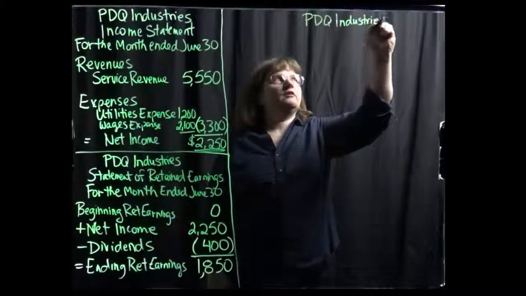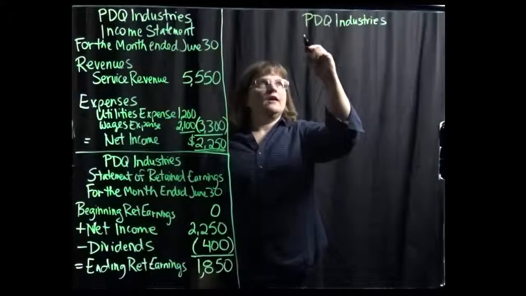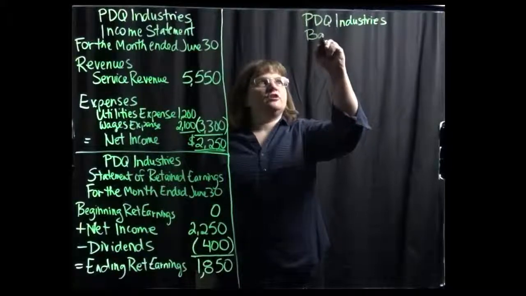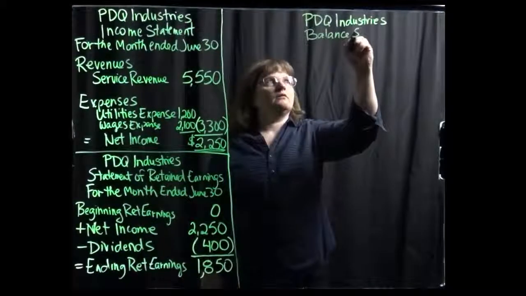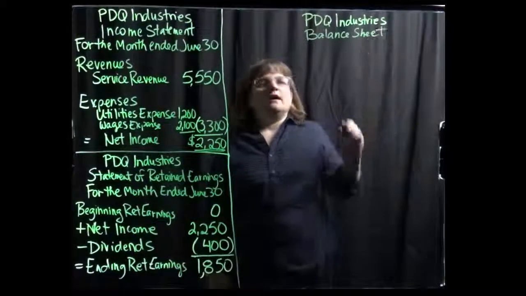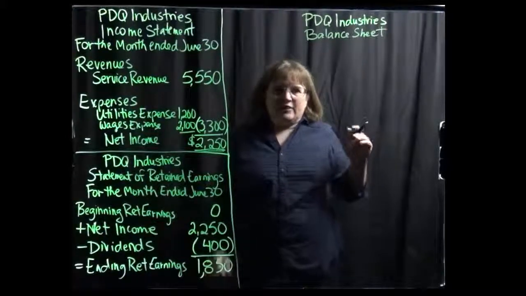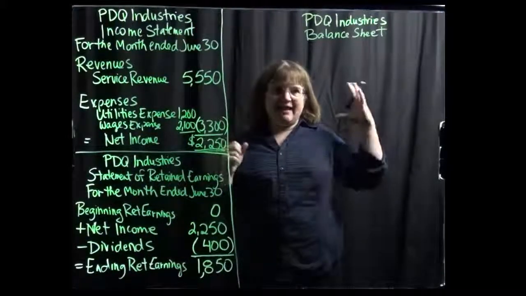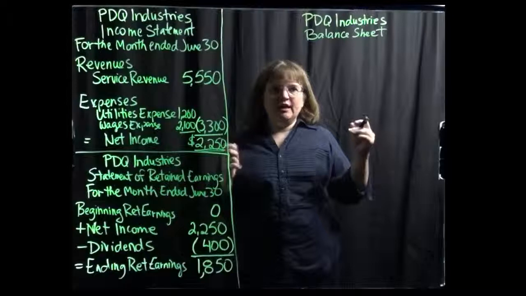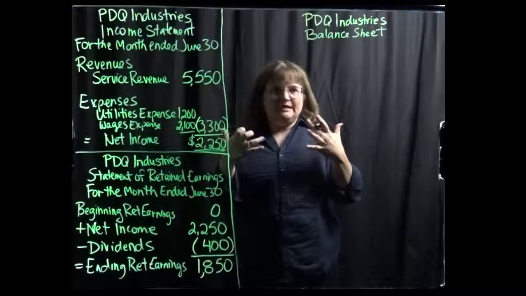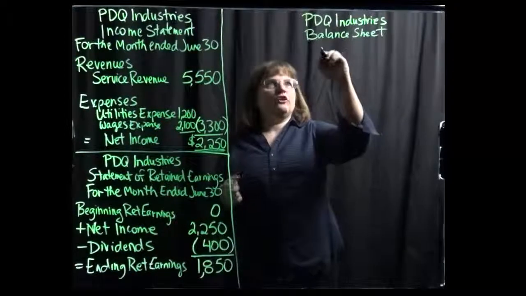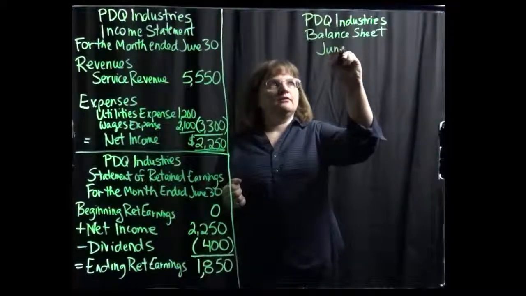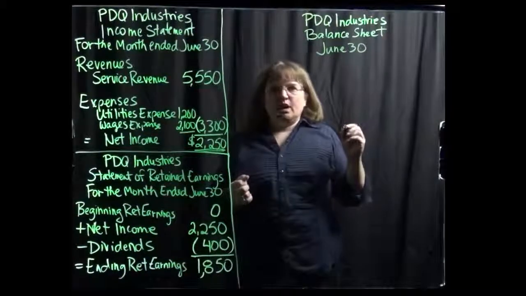Okay, so finally we'll make the balance sheet for PDQ Industries. Again, we start with the company name at the top, and then we write the words balance sheet. And now this statement is not one that covers a time period. It does not have a defined beginning point. Instead, it's a snapshot at a point in time. So the date that goes on our balance sheet is simply June 30th.